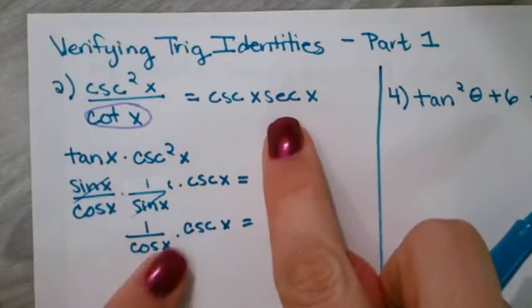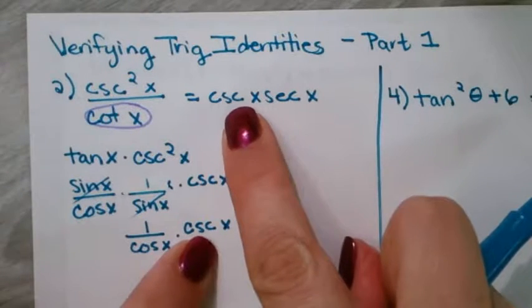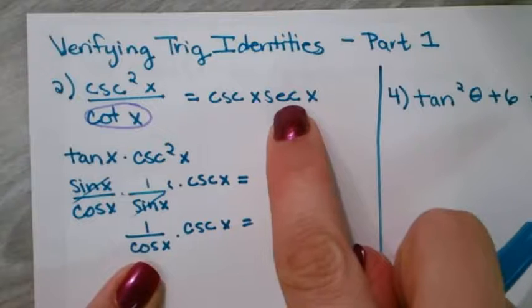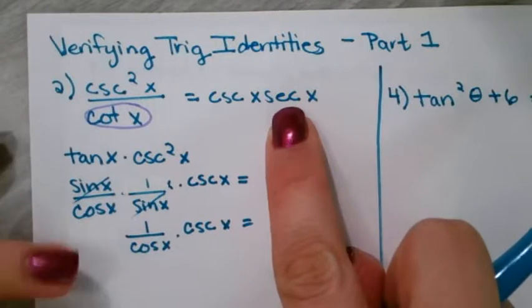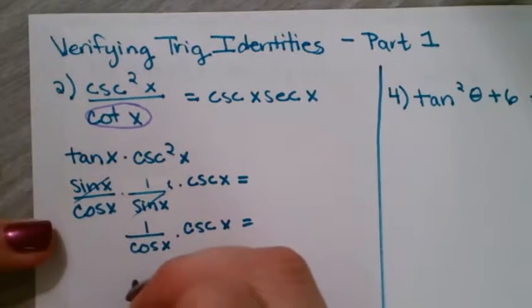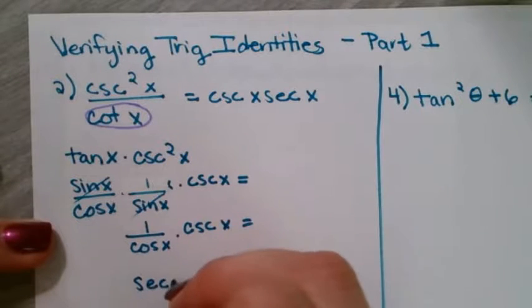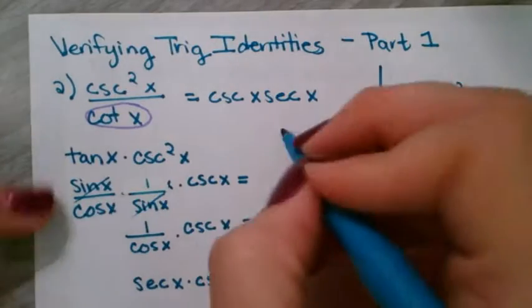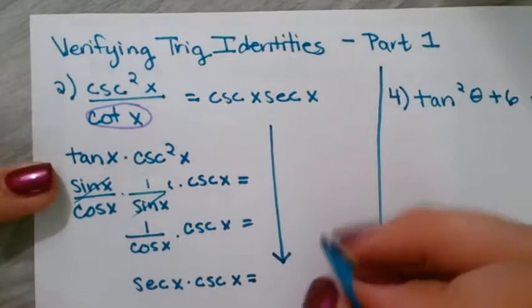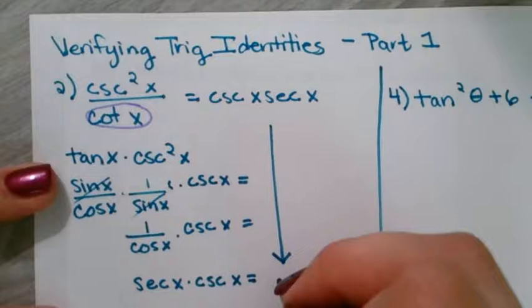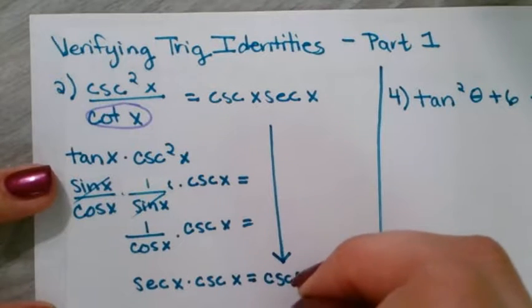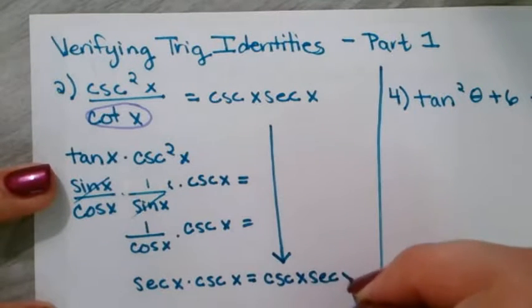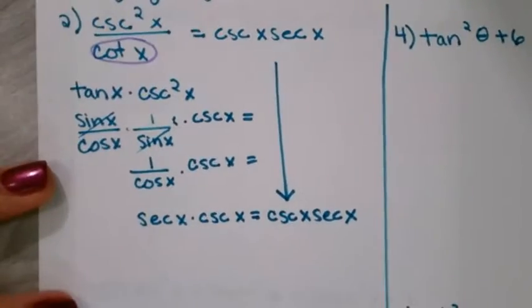Keeping the end in mind, I now have that factor of cosecant x, so that must mean that these other two parts are equal, and they are, by using your reciprocal identity. So that's secant x times cosecant x is equal to that. And you don't have to flip those around when you write it. This is perfectly fine. Okay? Alright, so that's the first one.